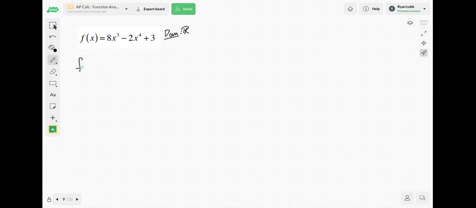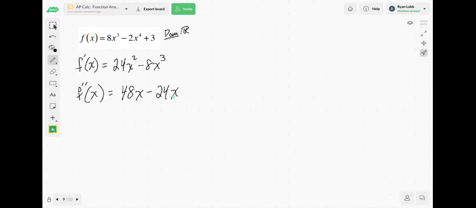So we're going to need the derivative, 24x squared minus 8x cubed. We're going to need the second derivative, 48x minus 24x squared. We need to find critical numbers of f prime, so f double prime of x equals 0. Now, if we look at this and set this equal to 0, we're going to factor out a 24x. That would leave me with 2 minus x equals 0. So I get x equals 0 and 2.